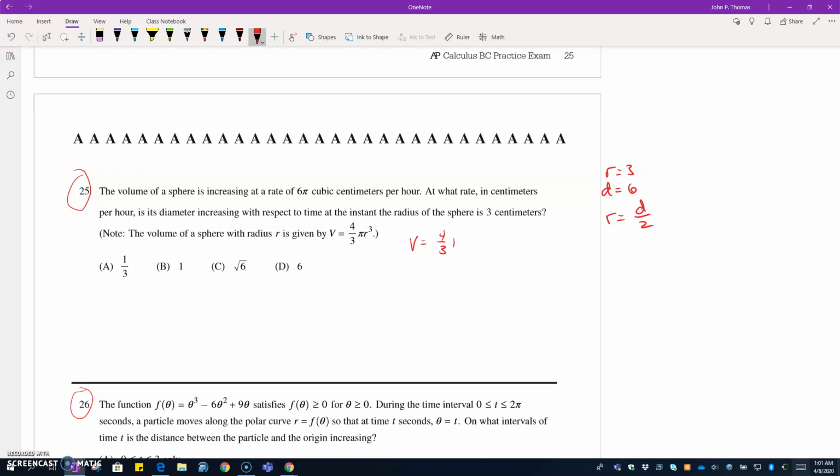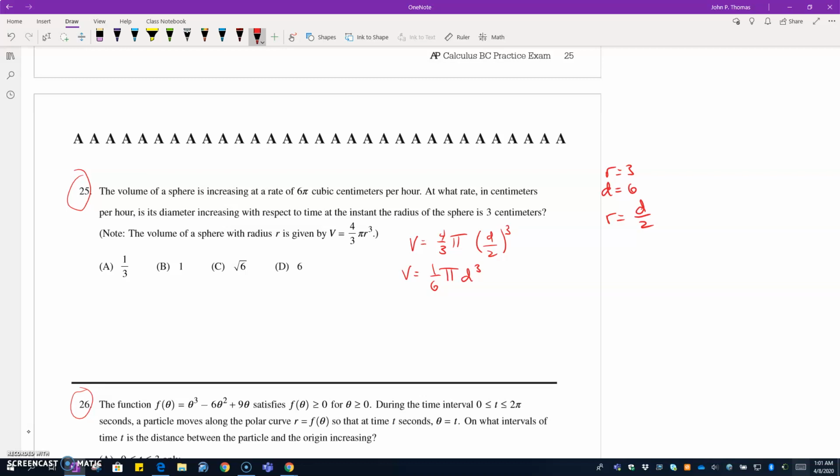So I have 4/3 pi, and then in here I'm going to have d over 2 cubed. All right, so that's volume equals 4/24, because 2 cubed is 8. 8 times 3 is 24. 4 over 24 is 1/6. So I have 1/6 pi d cubed.